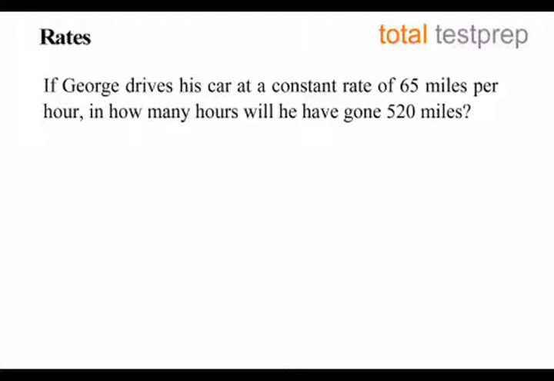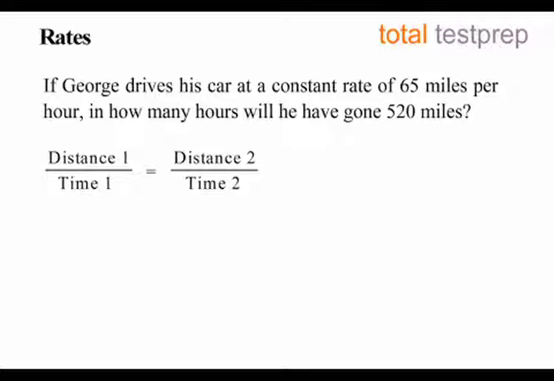Let's take a look at some questions. So if George drives his car at a constant rate of 65 miles per hour, in how many hours will he have gone 520 miles? Most rate questions on the test require for you to make a proportion, where distance 1 divided by time 1 is equal to distance 2 divided by time 2. Or in other words, you have to set two rates equal to one another.